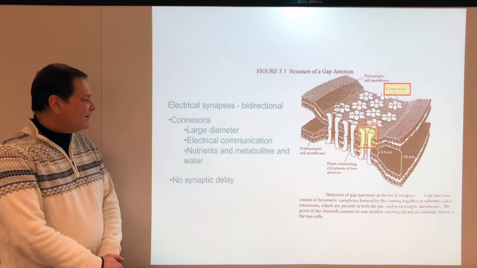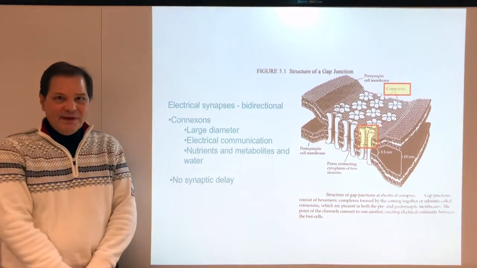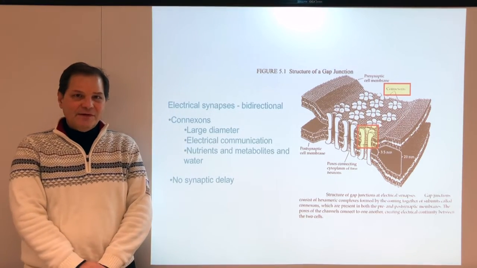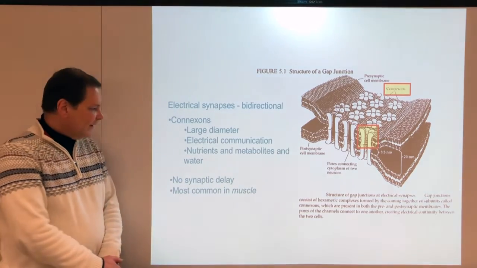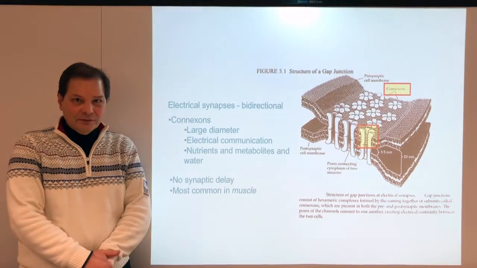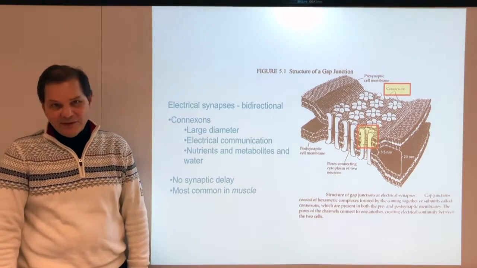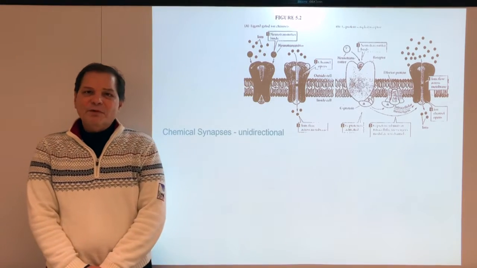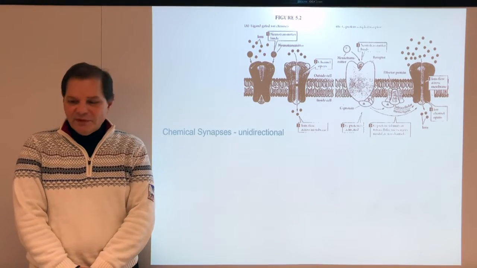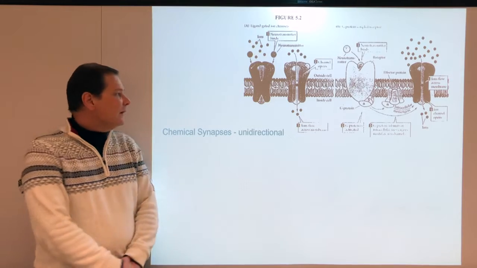Again, they are bidirectional. There is no synaptic delay. I will talk about that in a moment. Chemical synapses have a synaptic delay. And they are, again, most common in muscle, especially cardiac muscle, and I think you guys know that now. So chemical synapses are really pretty much what we're going to spend the rest of our time on here.